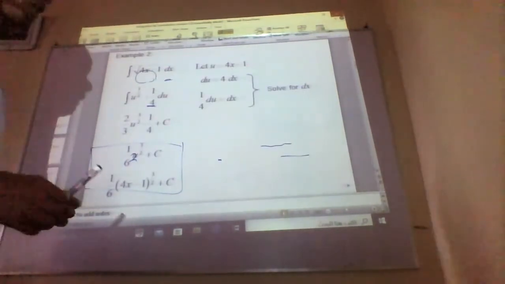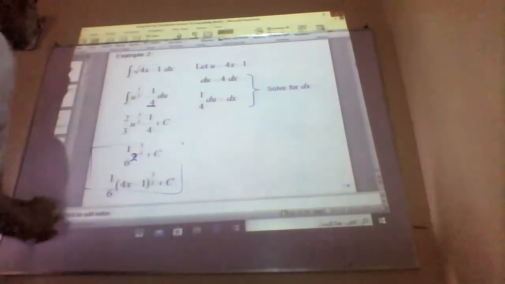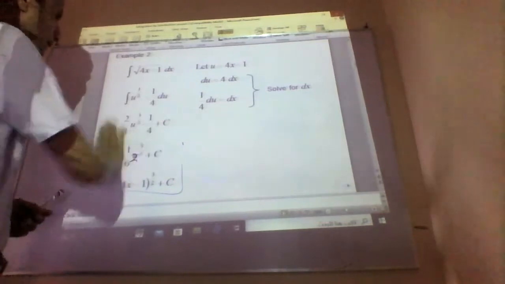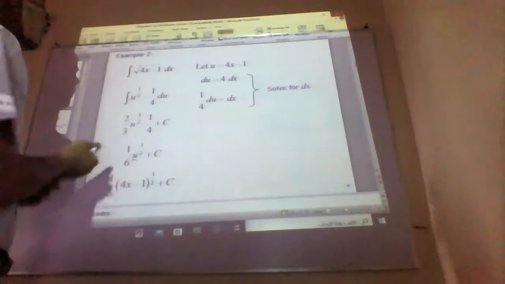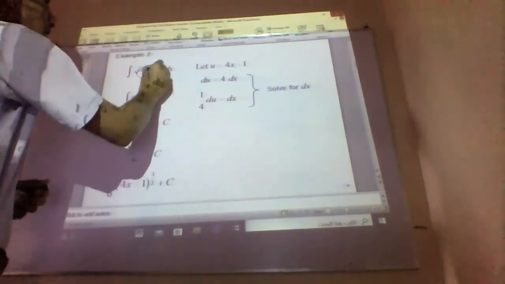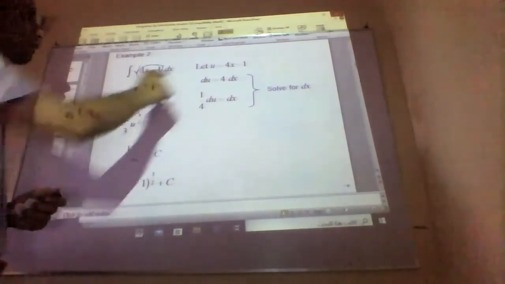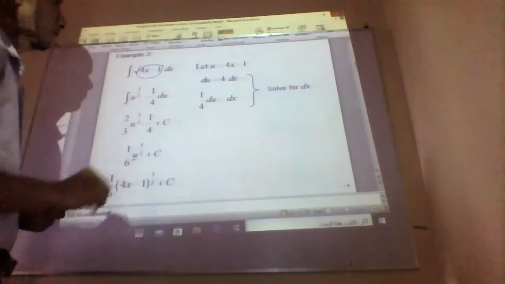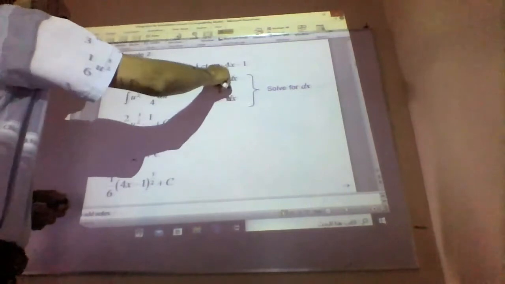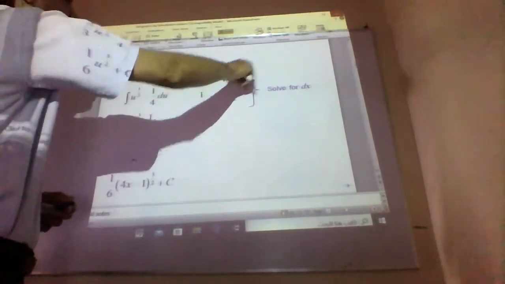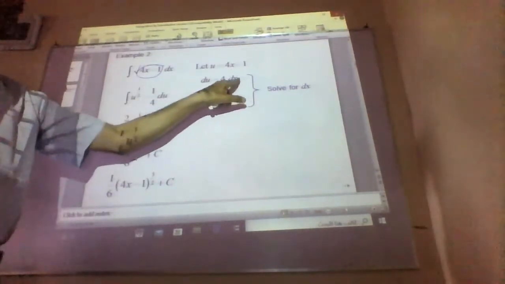Another example, we have integration of square root of 4x minus 1 dx. We will take u to equal 4x minus 1, the quantity under the square root. So u equal 4x minus 1. Differentiating u, du equal 4 for x, x is equal 4, negative 1 is equal 0. So du equal 4 dx.